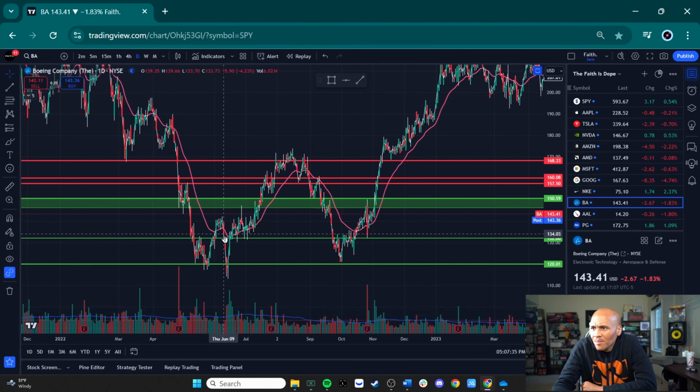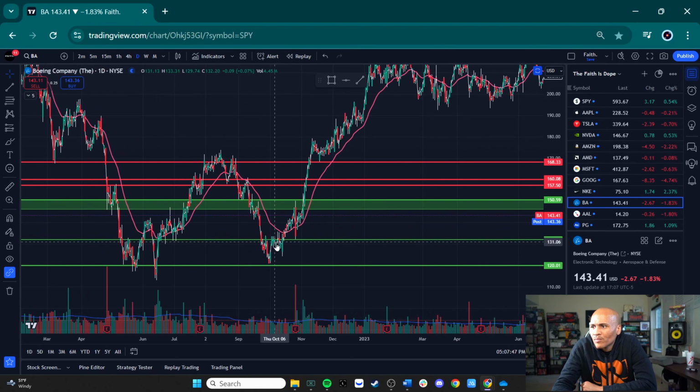Now it turns into demand, but it failed again. And it finally broke again. Bounced, bounced, bounced. It broke. Then it had a little bit of trouble breaking again, but it did break, and it bounced again. This time when it bounced off of that 132 level, look what it did.